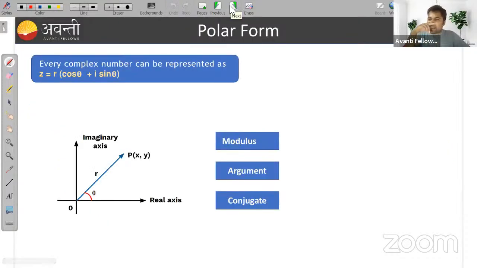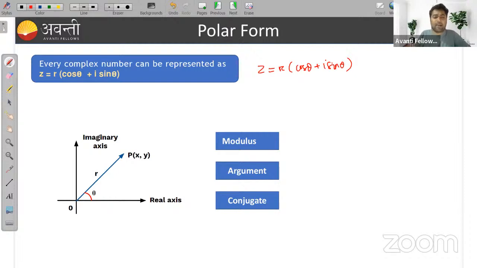Now, it is actually very easy if it is in polar form. If the complex number is given in polar form, then you can easily find the modulus, the argument, and the conjugate also. Tell me, what is the modulus of this complex number if z is equal to r into cos theta plus i sin theta? Can you find the modulus of this complex number?